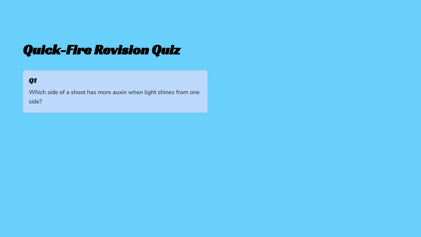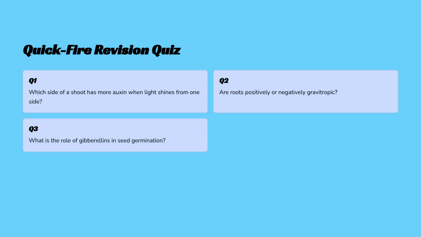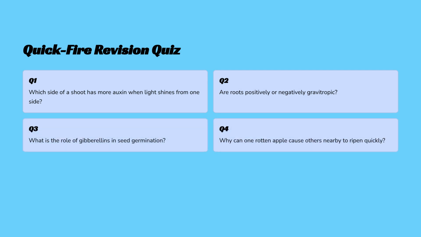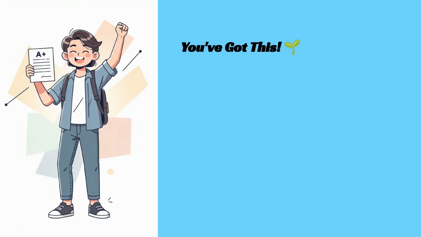Let's do a quick-fire revision quiz. Test your knowledge. Which side of a shoot has more auxin when light shines from one side? Are roots positively or negatively gravitropic? What's gibberellin's role in seeds? Why does one rotten apple ripen others? The answers are below. You've got this.